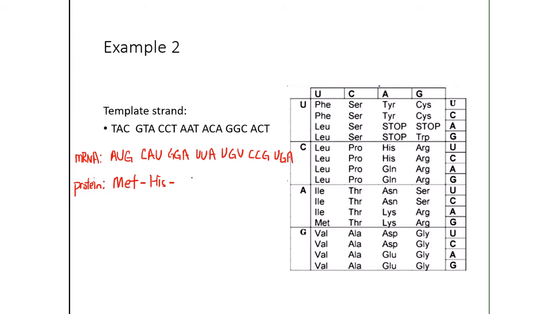GGA is going to be glycine. UUA is going to be LEU. UGU is going to be cysteine. It's kind of running out of space here. So CCG is going to be proline, and then UGA is going to be stop. So that's how you make the protein.